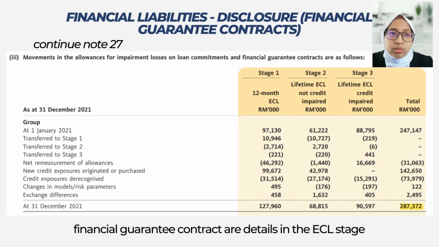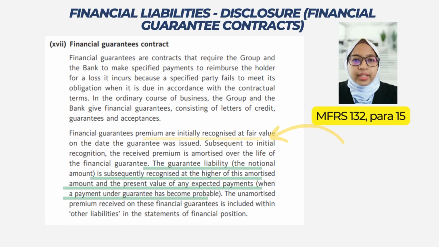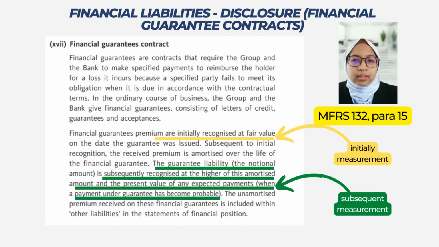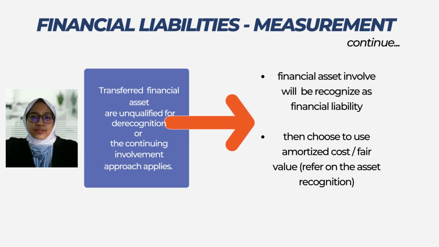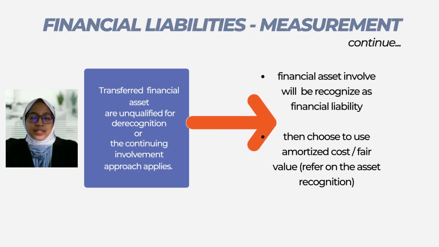Going further into the notes, we can see that the item is detailed into the ECL stages. In the note from their accounting policy, we have highlighted the initial measurement in yellow and the subsequent measurement in green. Next is the measurement of transferred financial assets that do not qualify for derecognition, or where the continuing involvement approach applies. The financial assets need to be recognized as a financial liability. So we need to choose either to use amortized cost or fair value by referring to the previous recognition of the financial assets.